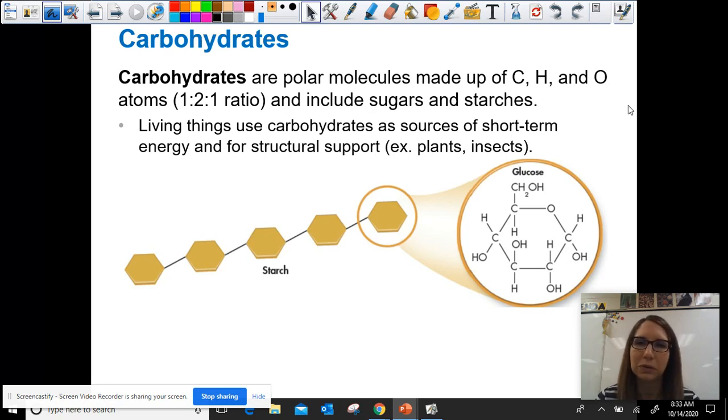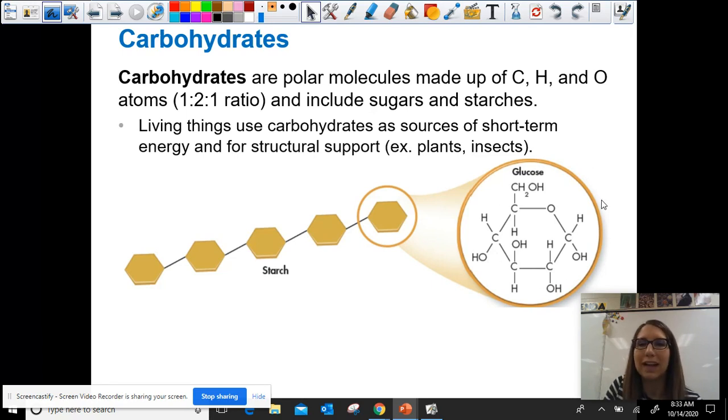These are polar molecules. They're made up of carbon, hydrogen, and oxygen in a 1 to 2 to 1 ratio. So what I mean by that is, if you look at a molecule that is a carbohydrate, like here on the screen, we have a molecule of glucose, which is the primary example of a carbohydrate, maybe the best one we could look at.